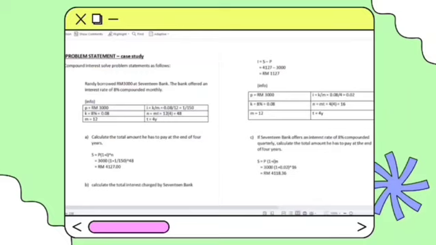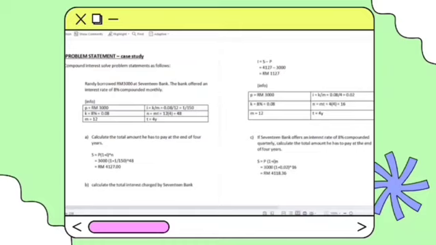For question B, calculate the total interest charged by 17 Bank. Using the formula I equals S minus P, the answer is 4,127 minus 3,000 equals RM1,127.